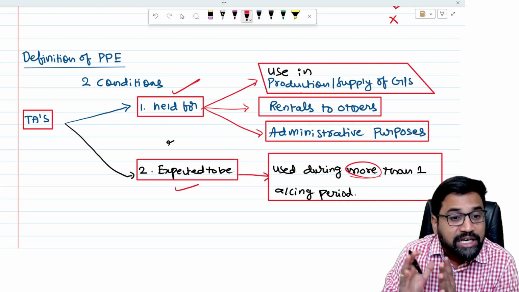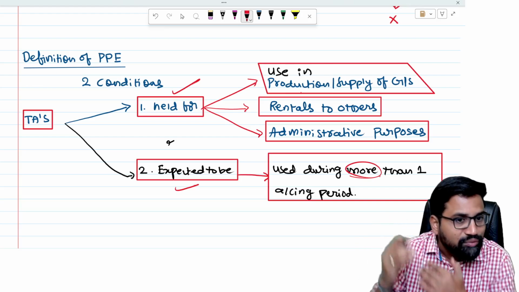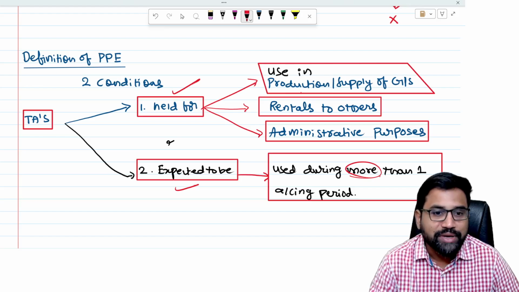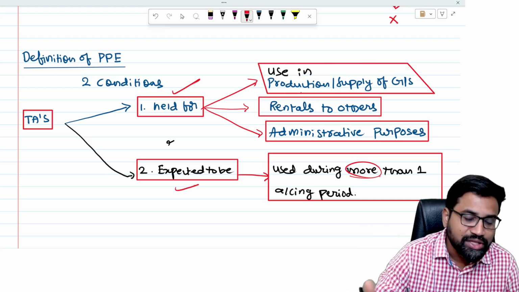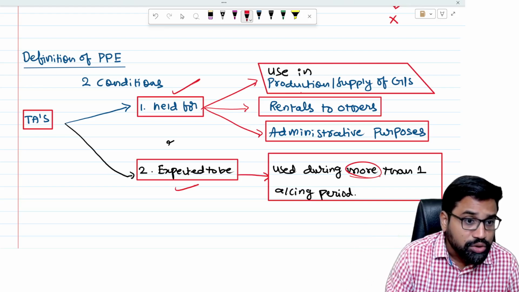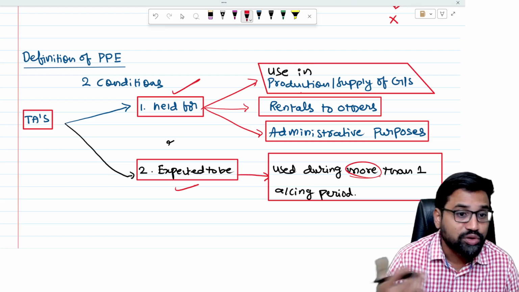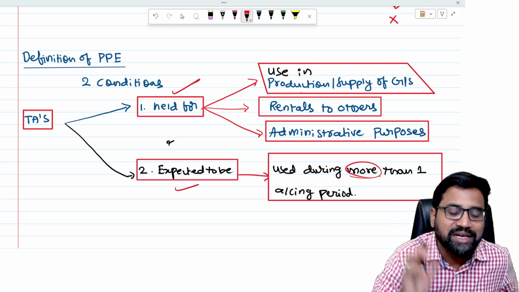Suppose you are expecting to use it for less than 1 year, so not more than 1 year, then that is not property, plant, equipment. Suppose, for example, you purchased a building, with what intention? Suppose you want to sell it within 1 year. That means you are not supposed to expect to use it for more than 1 year, one accounting period. Therefore you should not consider it as property, plant, equipment.